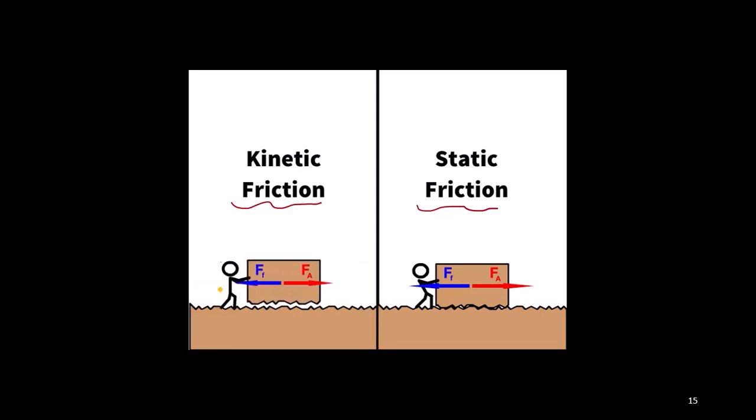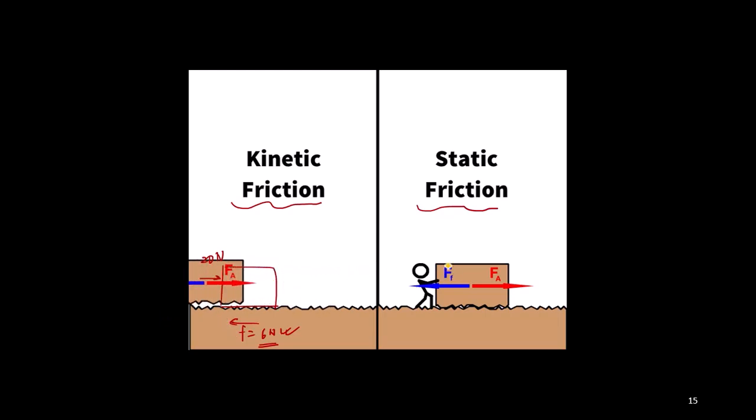In the earlier example, I applied a force of 20 Newton on this body, and the friction is, let us say, 6 Newton. That means in this situation the body will move. So since the body is moving, the friction acting on the surface is known as kinetic friction.